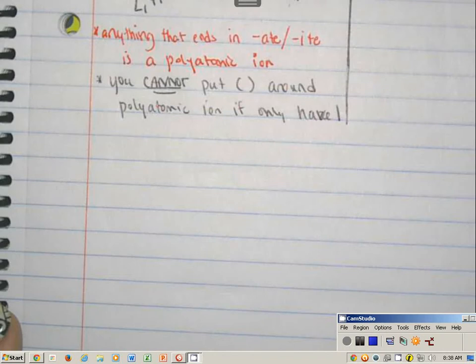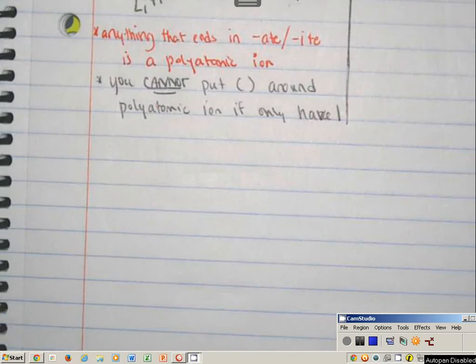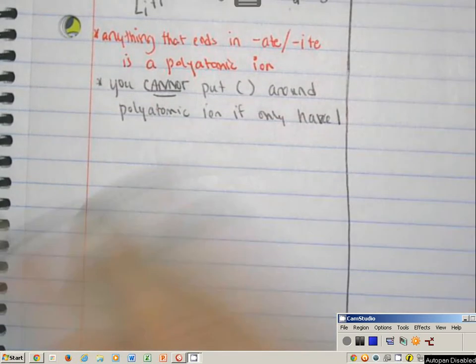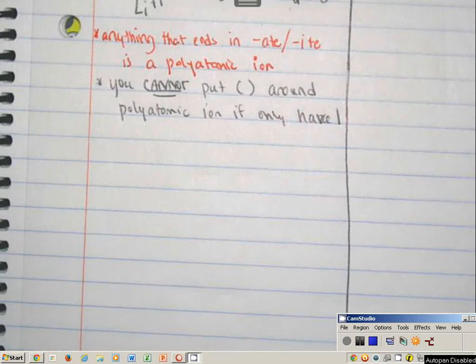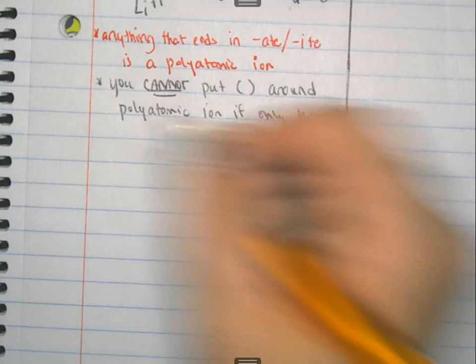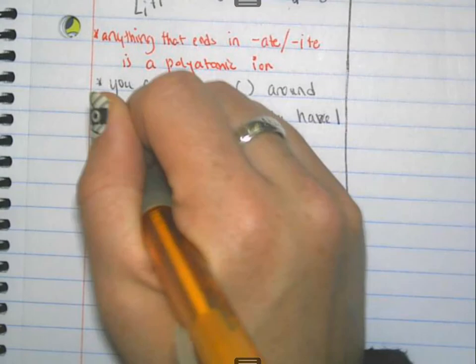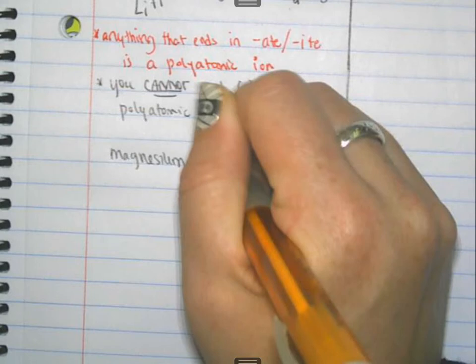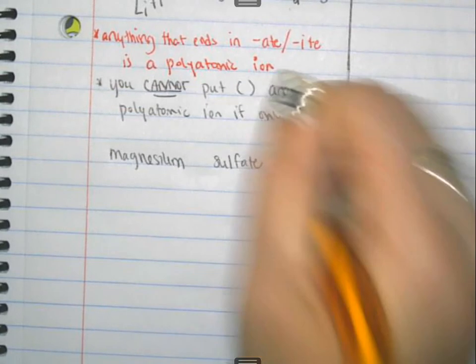Okay, so here are a couple more examples while I'm recording the writing of the formulas. Let's write a formula for magnesium sulfate. Okay? Alright, so exactly like we did before.